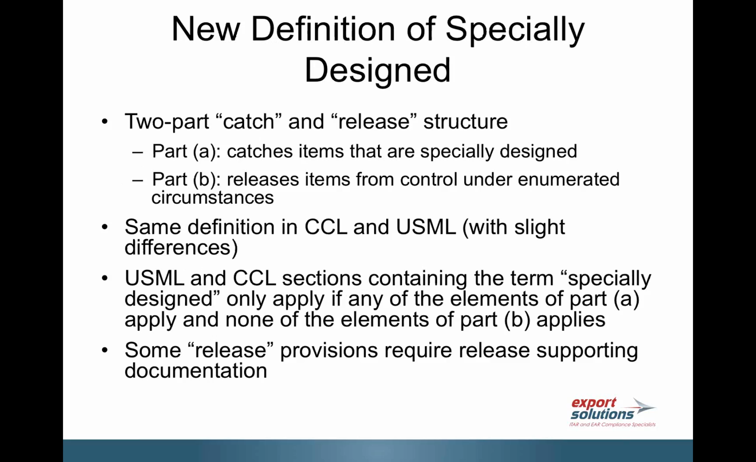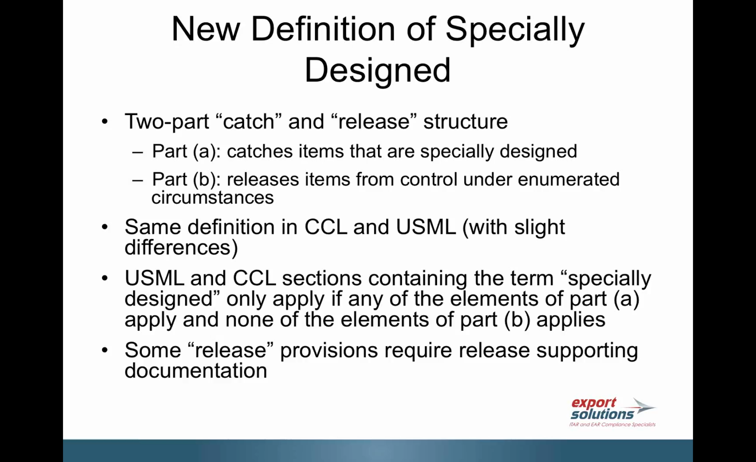Okay, the new definition of "specially designed" has kind of a two-part, A and B, catch and release structure. Part A catches items that are specially designed, meaning that they would be considered specially designed for military, therefore under the ITAR. Part B, though, releases items from control under enumerated circumstances. They're very specific about what those circumstances are. The same definition is in both the Commerce Control List and the U.S. Munitions List. Slight wording differences, but essentially they don't contradict one another. It's just the kind of wording that they use and where they like to place the emphasis.